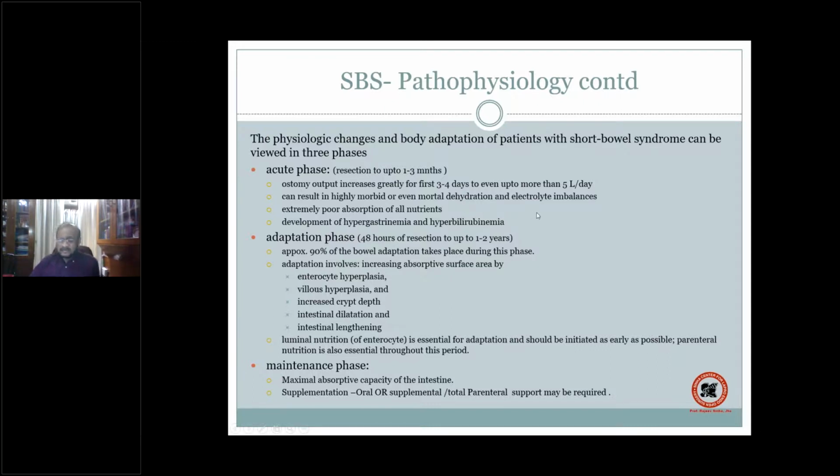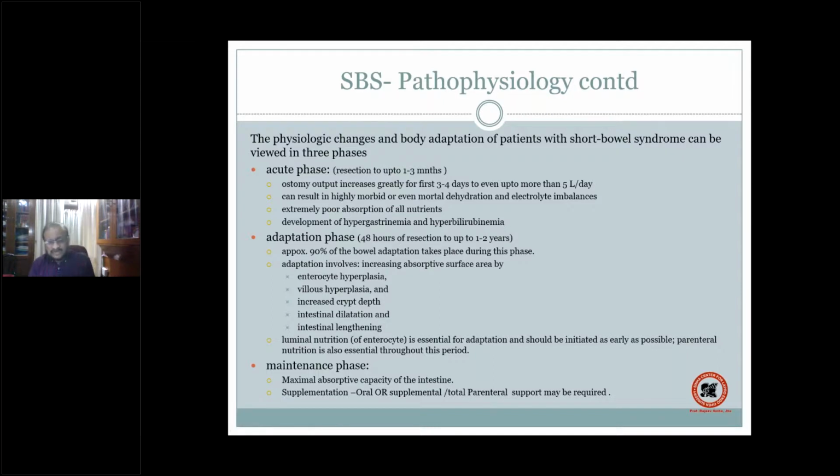If it remains inside, suppose you've done a resection and an anastomosis, so that fluid is not being lost to the exterior. Yes, it's being hypersecreted, no doubt. But suppose you've done a jejunal ostomy, a jejunostomy, right? Now what's going to happen? That fluid is going to be lost to the exterior. And this huge amount of fluid loss will lead to severe dehydration and electrolyte and fluid imbalance. Extremely poor absorption of all nutrients and development of hypergastrinemia and hyperbilirubinemia in the initial stage.